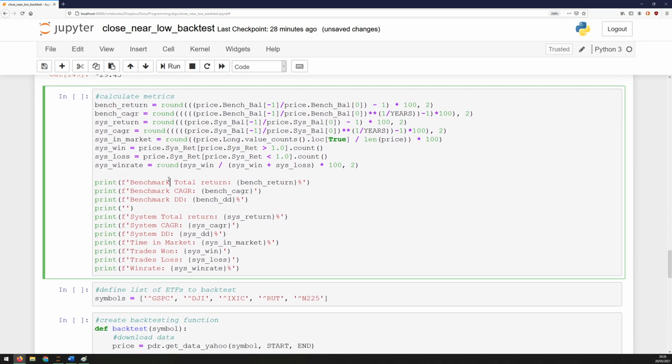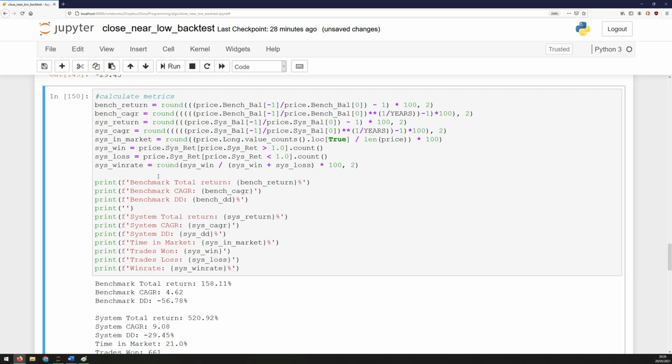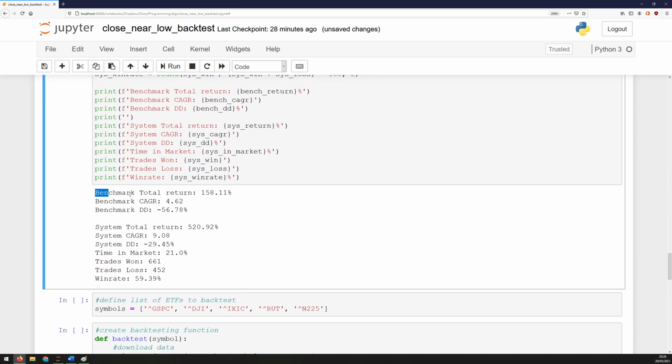So now just to get an easy comparison, I can calculate all of the metrics and put them out side by side. So the total return for the S&P 500 over those 20 years was 158%, which comes out to an annual 4.62%, which is still pretty decent. The system, however, generates 9% per year. The other important thing is the drawdown, like I just mentioned, is quite a bit better. It's still not great. I mean, you would still have to see 30% drawdown, but comparing to just buy and hold, it does seem to be an improvement.